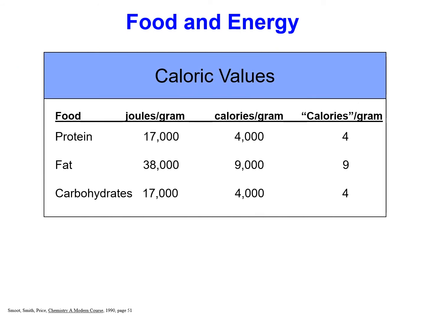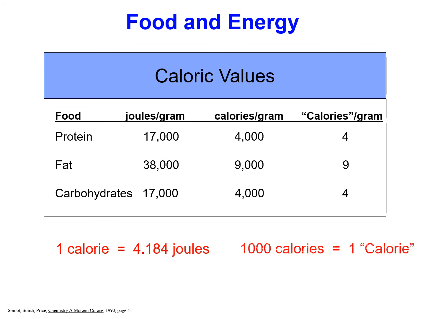Okay, let's talk a little bit about food. It shows you the joules per gram, the calories per gram. 1 calorie is 4.184 joules. And 1,000 calories is 1 big calorie. We talk about small calories for science, but on your food wrappers, they talk about big calories, which is really a kilocalorie.